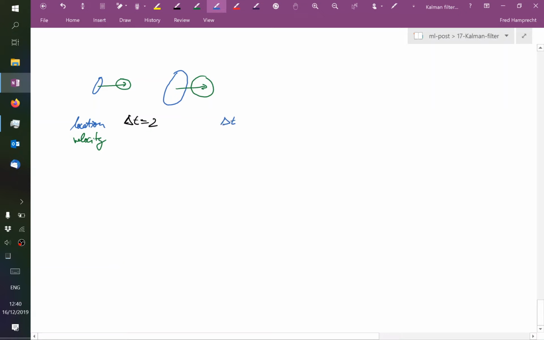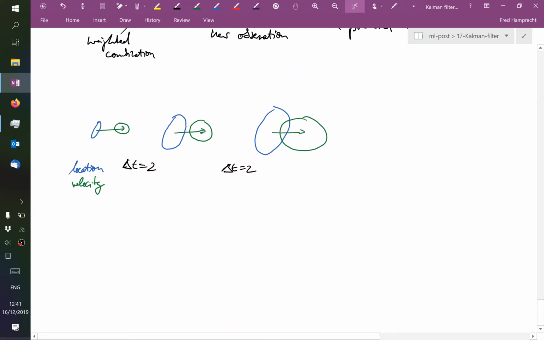Let's say I'm waiting a further 2 time steps. And I'm getting a larger uncertainty still. Okay, so we generally expect our object to move right, but we're less and less sure where it is, and we're less and less sure how fast it's actually moving. Now maybe that's a good point to introduce an observation.